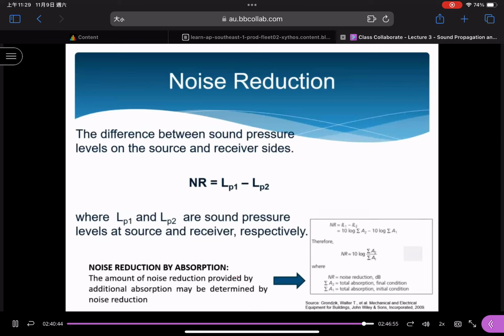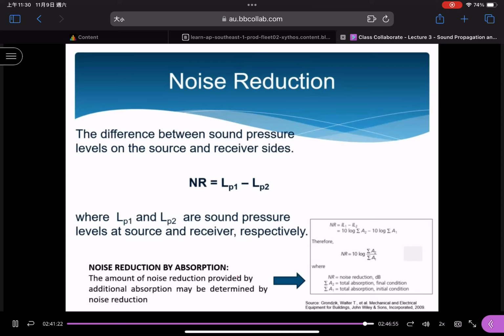Okay, but even if we are at the same positions, we measure at the same positions, they also call this the noise reduction effect. Okay, I want to remind you of this one. When you refer to this equation, NR is equal to this part, the total absorption. You may regard this as the final condition, meaning when we apply the new absorptive materials, and the initial condition, meaning before the installation of absorptive materials, okay, they can make use of these equations.